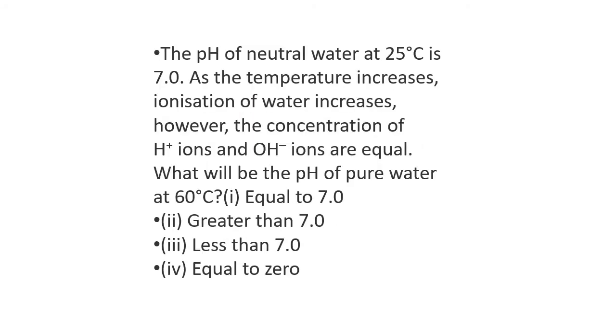Next. The pH of neutral water at 25 degrees centigrade is 7. As the temperature increases, ionization of water increases. However, the concentration of H plus ion and the OH minus ions are equal. What will be the pH of pure water at 60 degrees centigrade? Is it equal to 7, greater than 7, less than 7, or equal to 0? Think: at 60 degrees centigrade, the pH of pure water.